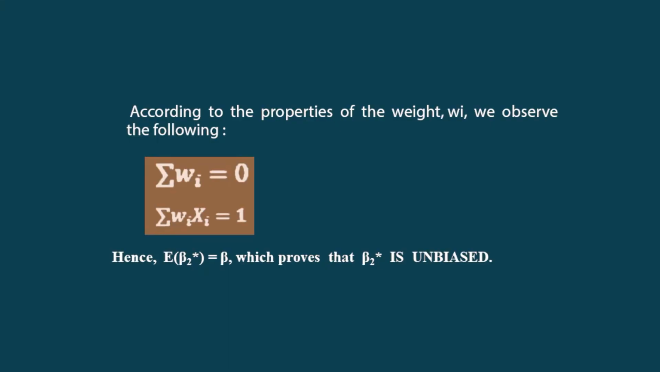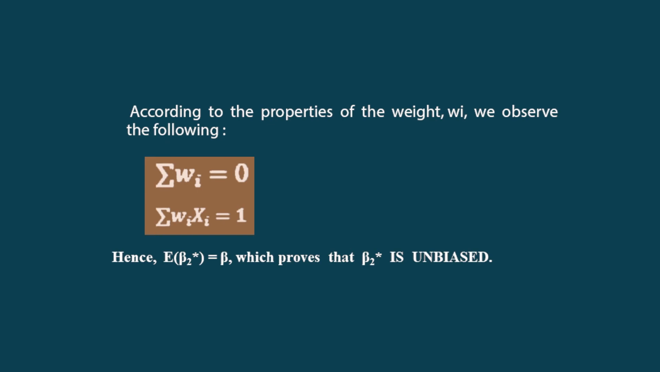So why is summation of wi 0? Because wi has small xi in the numerator. Small xi means capital Xi minus x bar. When we take the deviation of an observation from its mean, the sum is equal to 0. So this boils down to summation of wi equals 0.